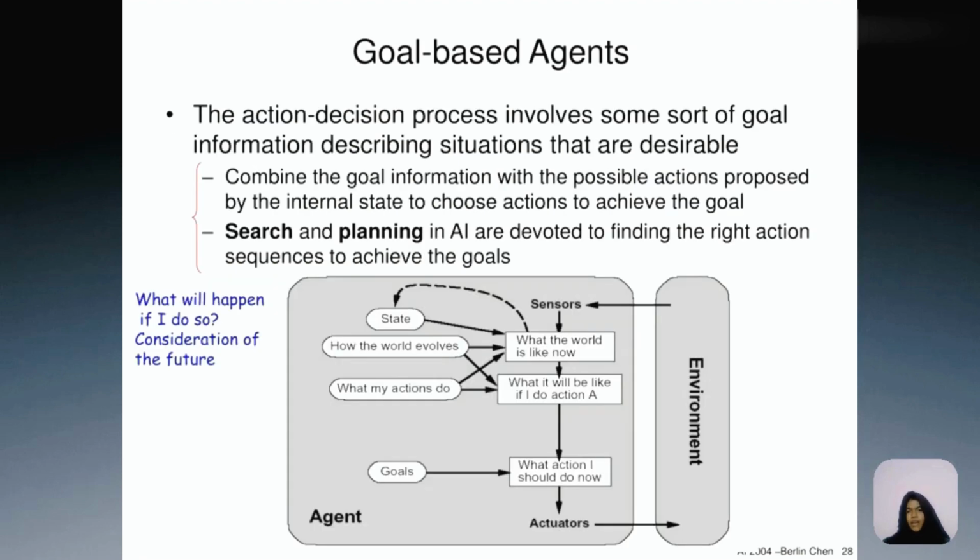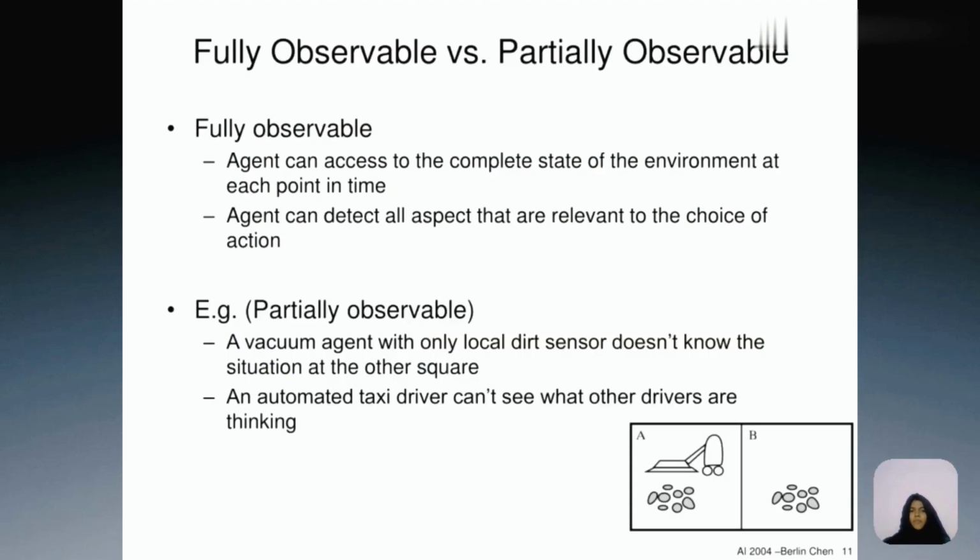Coming up we have goal-based agents. The action decision process involves some sort of goal information describing situations that are desirable. That is, combine the goal information with the possible actions proposed by the internal state to choose actions to achieve the goal. Search and planning in artificial intelligence are devoted to finding the right action sequences to achieve the goals.